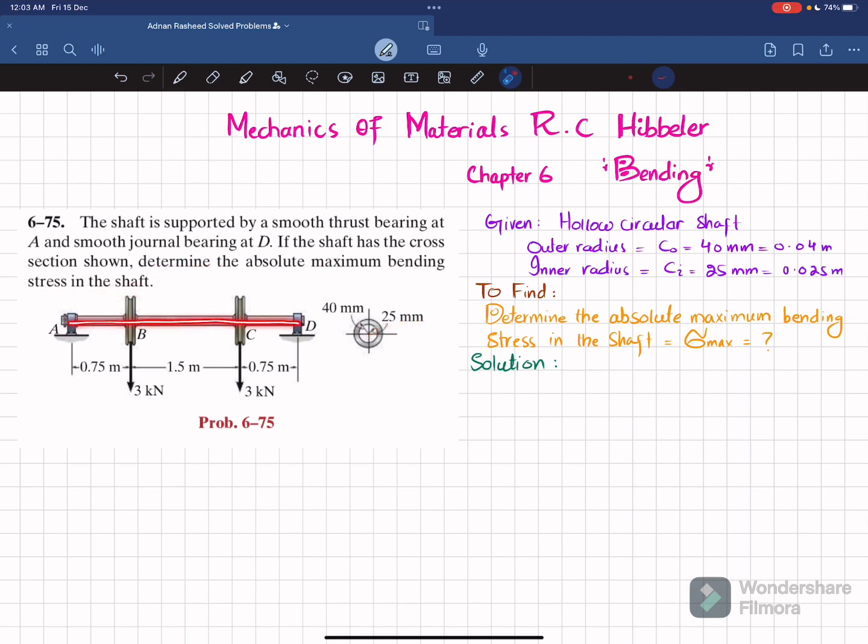So this is the shaft. At A we have a smooth thrust bearing. At D we have a smooth general bearing. At B and C we have a 3 kilonewton load that is downward. The length is shown over here. The total length is 3 meter. Clear? So you have to find the absolute maximum bending stress in the shaft. So let's start with the solution.